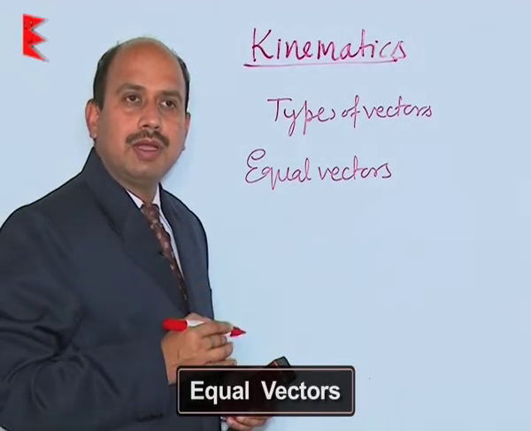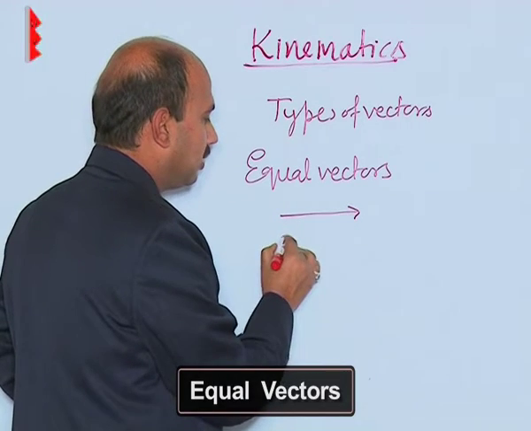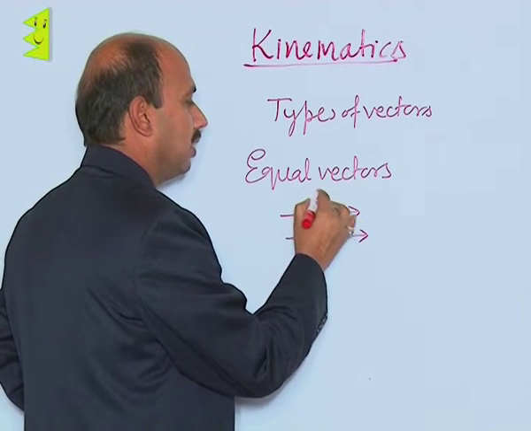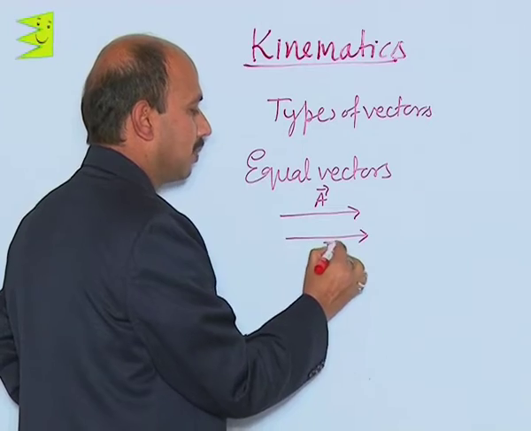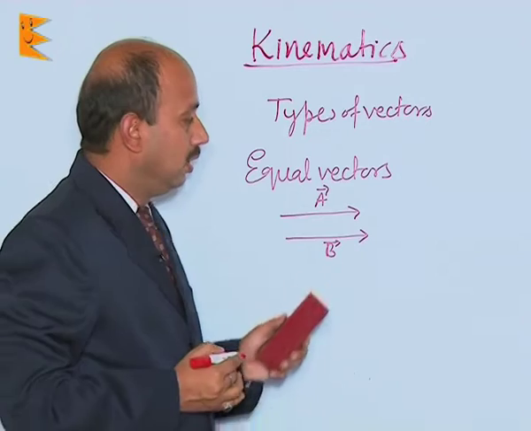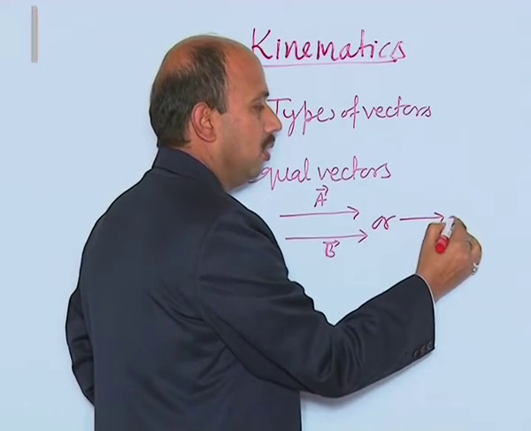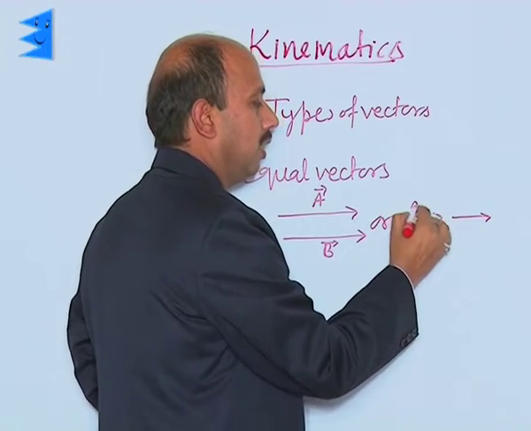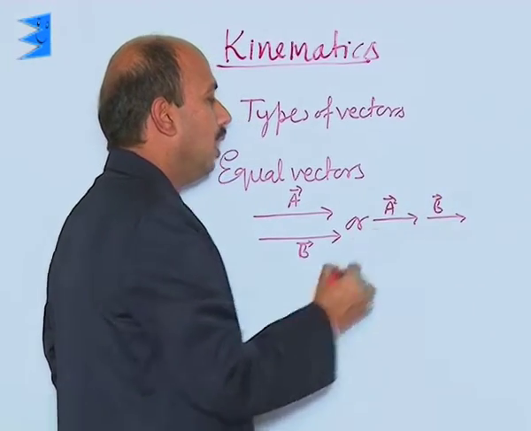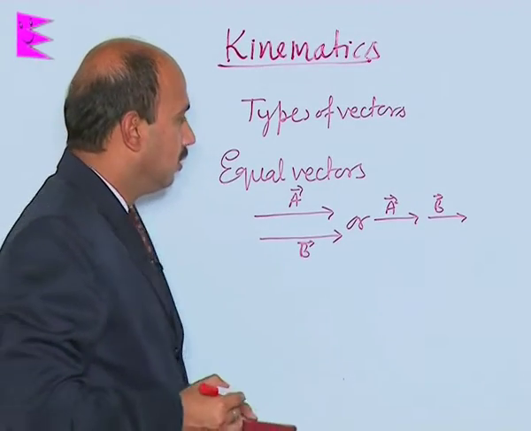See here, in equal vectors, two vectors have, suppose, the same direction and same magnitude, like vector A and vector B. These two are having the same direction and same magnitude, they are called equal vectors. They can be written also like this, here and here, this is A and B. They also can be written as equal vectors. So, the magnitude is same and direction is same.